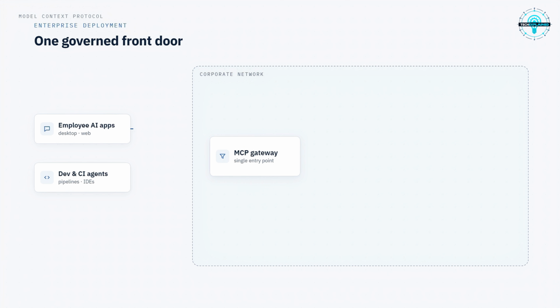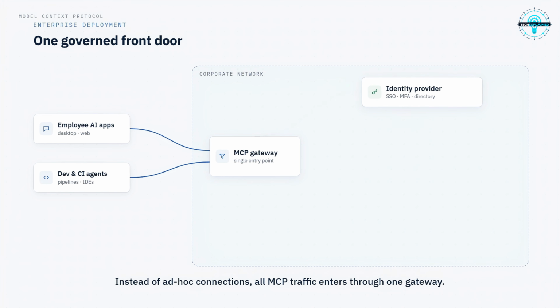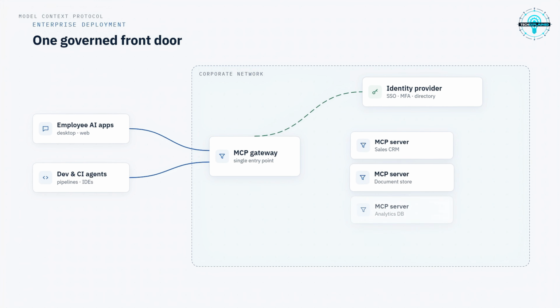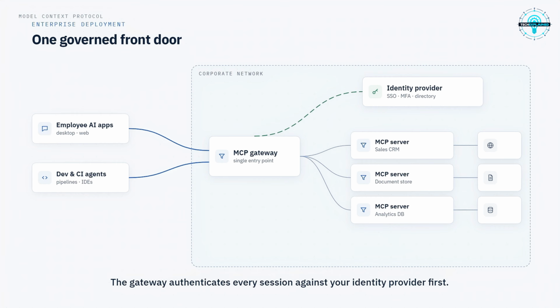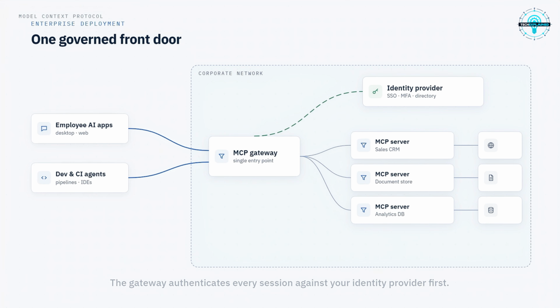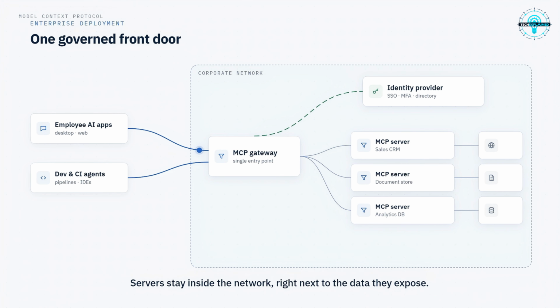In an enterprise, you don't scatter these connections. You route them through one governed front door, an MCP gateway. Every session is authenticated against your identity provider first, SSO and MFA included. The MCP servers stay inside your network, right next to the data they expose.